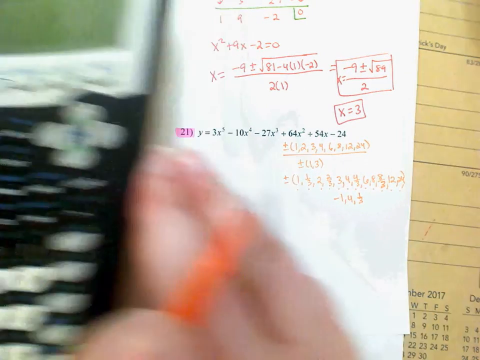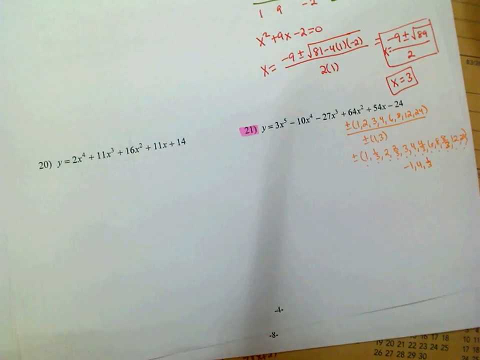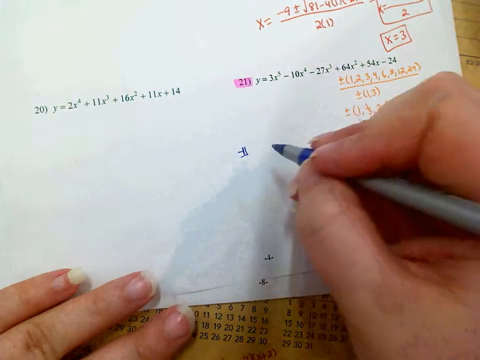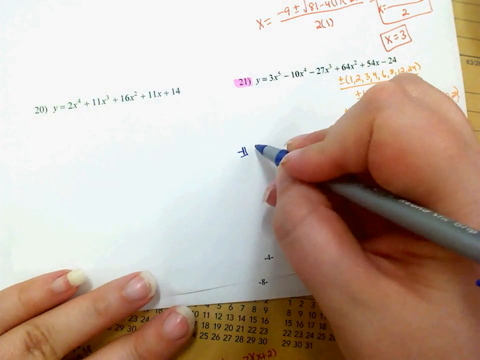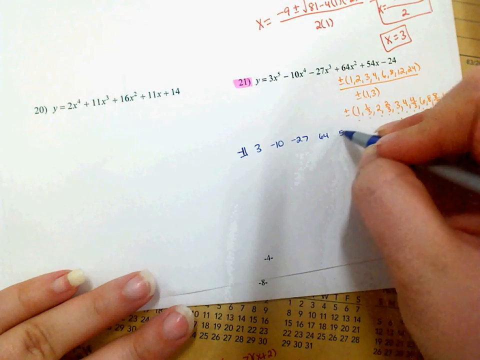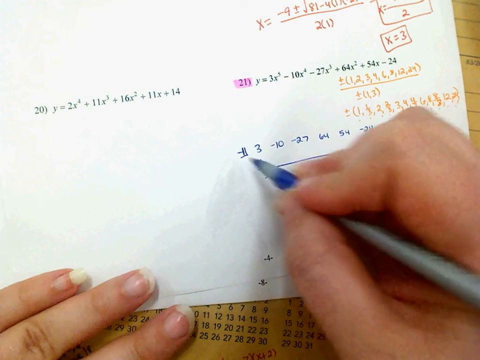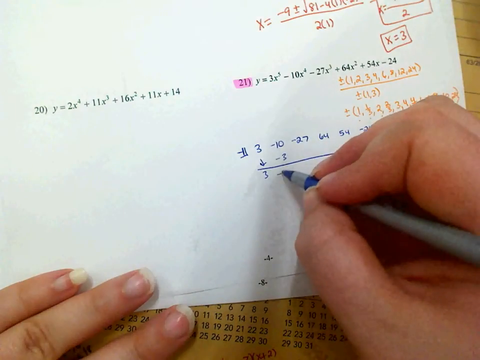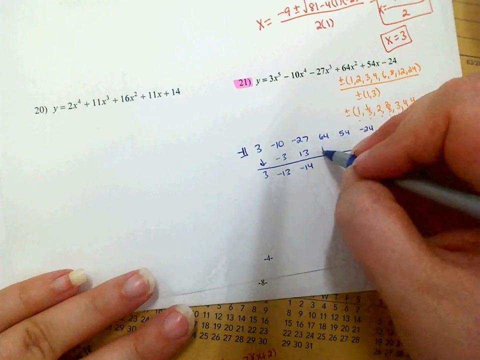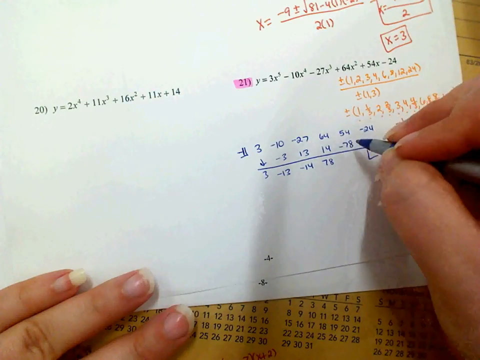Okay. So first I'm going to synthetically divide out -1. I've got, what was -1? Yeah. 3, -10, -27, 64, 54, and -24. 3 times -1 is -3, -13, +13, -14, +14, 78, -78. -78 plus 54 is -24, +24, and 0. Okay.